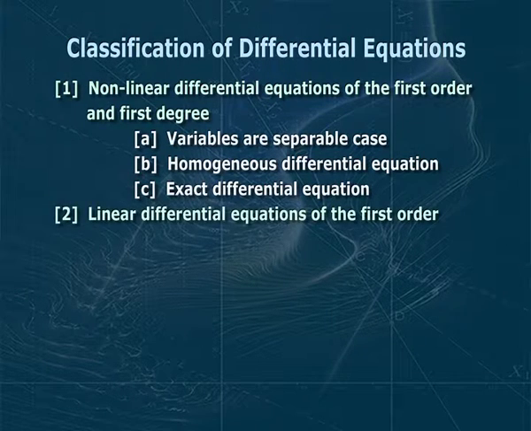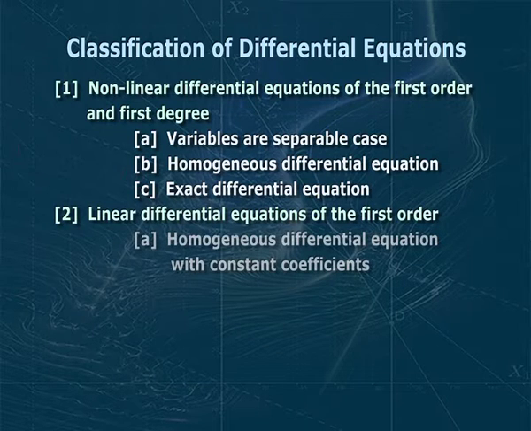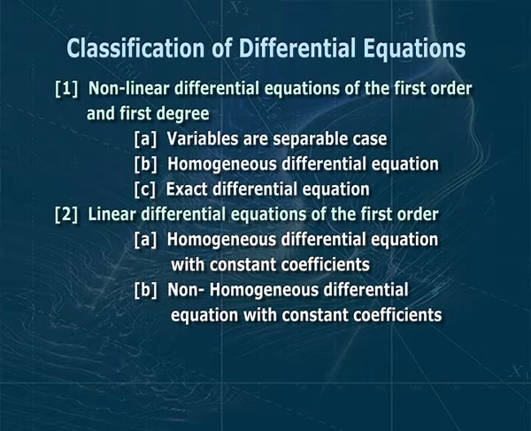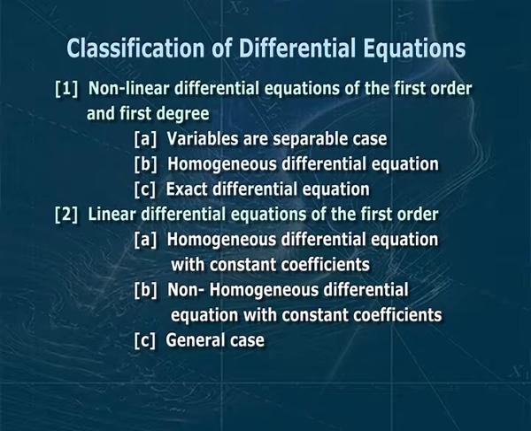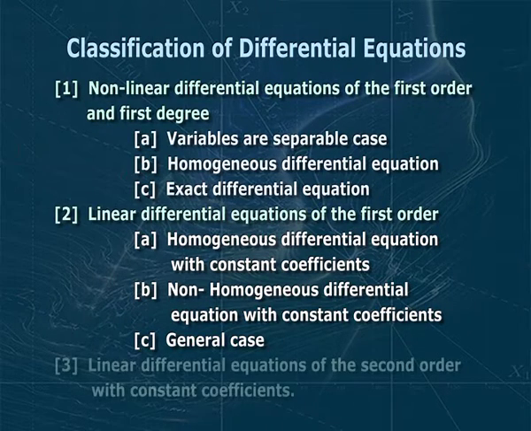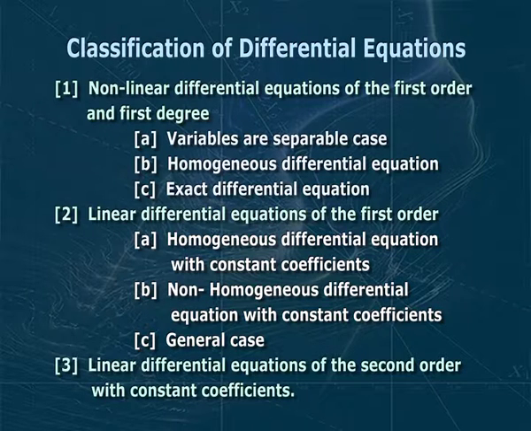Point 2. Linear differential equations of the first order. Under this, we have case A, which is homogeneous differential equation with constant coefficients. Case B, non-homogeneous differential equation with constant coefficients. Case C, which is the general case. Point 3. Linear differential equations of the second order with constant coefficients.